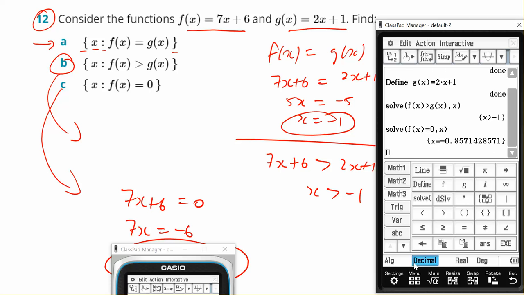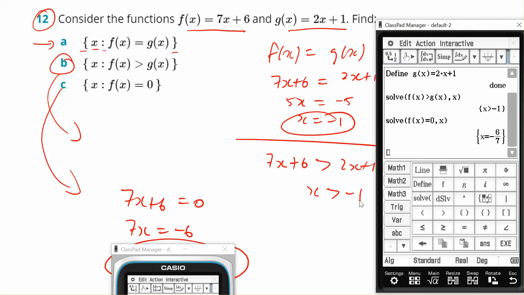I'm in decimal mode, but if you put it in standard, you should get the same answer I did. So hopefully that gives you an idea of how to do this type of question and what these sets actually mean. It just means what it tells you. You're letting functions equal each other, or be greater than each other, and then solving it. Hopefully that helps.